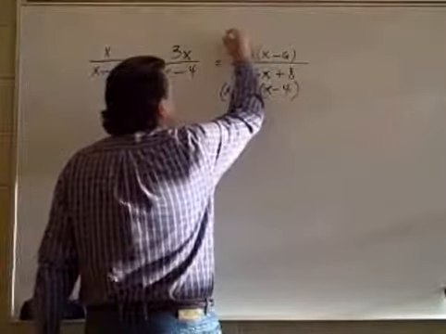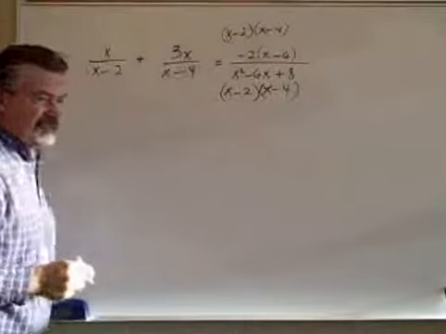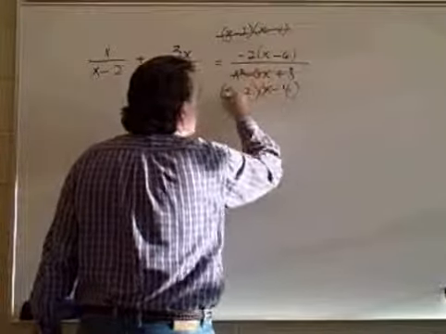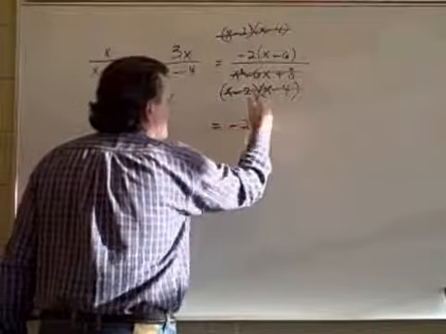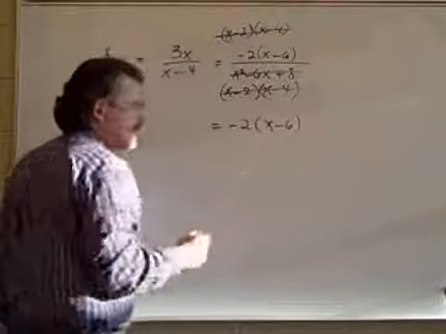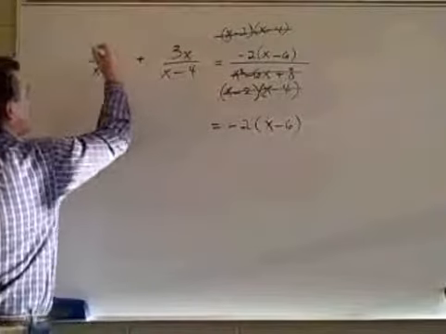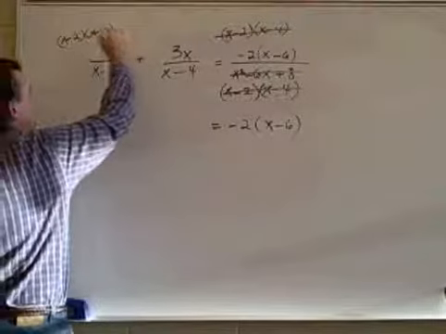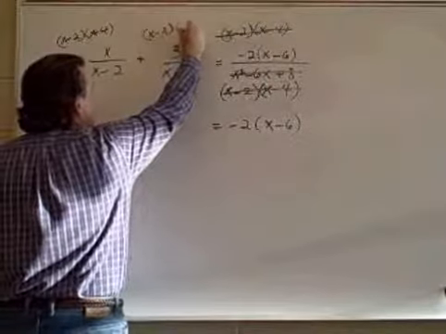So again, I'll use those two binomials as the multiplier, because then that will cancel that denominator completely, just leaving me negative 2 times the quantity x minus 6 there on the right side. But if I use that pair of binomials as my multiplier, I'll have to multiply this side of the equation by the same quantity.